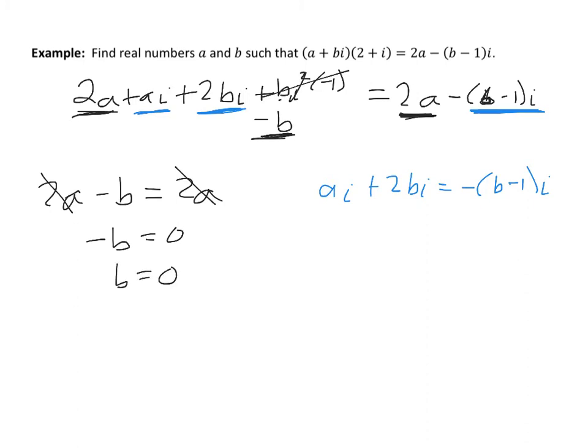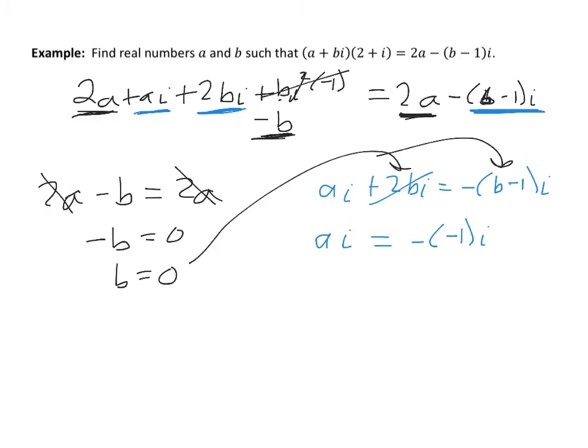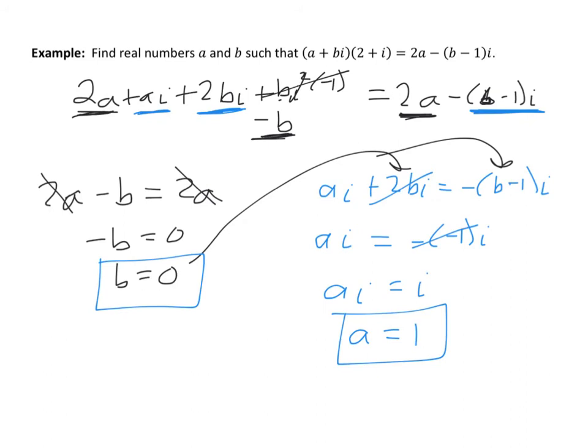But if b is 0, it means I can take it and apply it over to this side of the equation, right? Over here, I'm going to have ai, this vanishes, equals negative 1i. In other words, positive i. So ai equals i, which means a has to be 1. Right? So again, we found the values of the real numbers a and b that make that equation true.